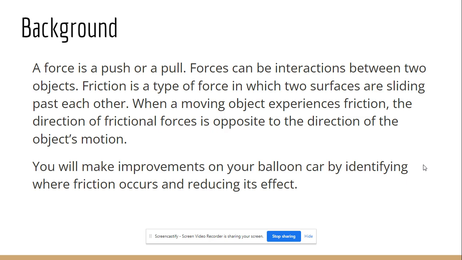So a force is a push or a pull. Forces can be interactions between two objects. Friction is a type of force in which two surfaces are sliding past each other. When a moving object experiences friction, the direction of frictional forces is opposite to the direction of the object's motion. You will make improvements on your balloon car by identifying where friction occurs and reducing its effect.